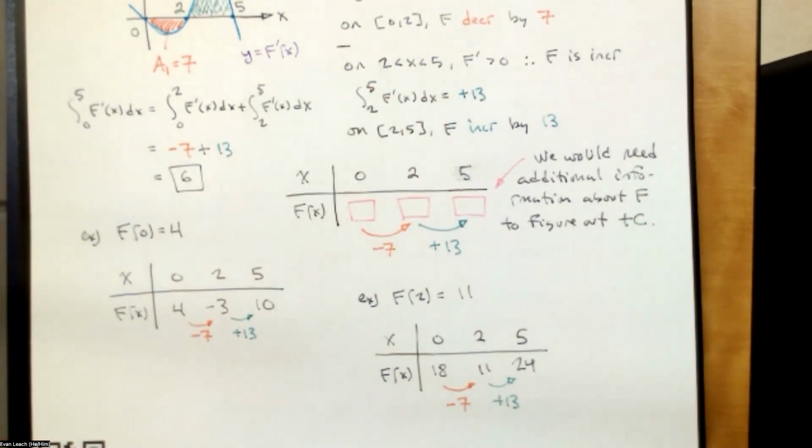The antiderivative is giving us a family of functions with a plus C at the end. If we have an additional piece of information, we can figure out what the plus C is.